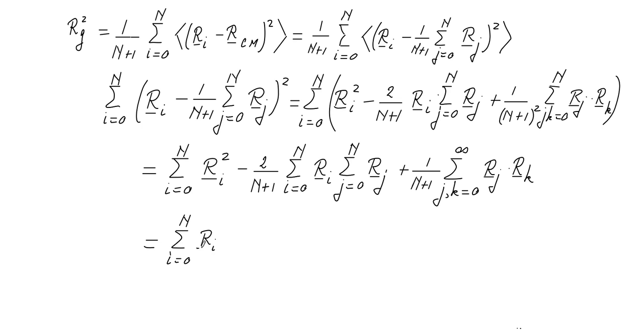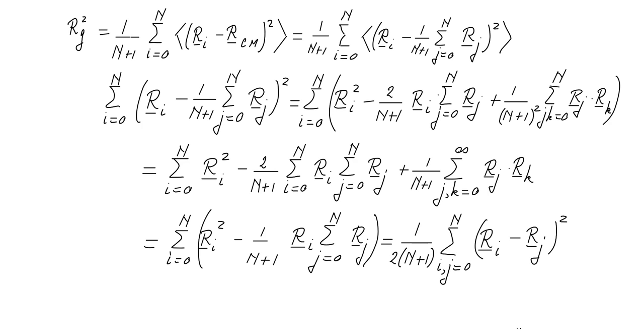Ri squared minus 1 over n plus 1 Ri. Now I can restore here the sum acting also over this part. And that's it. This last expression can be written in this form.